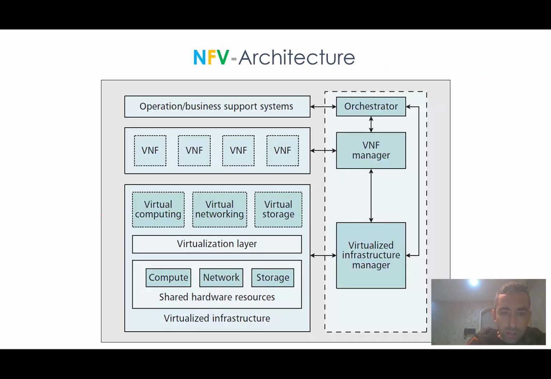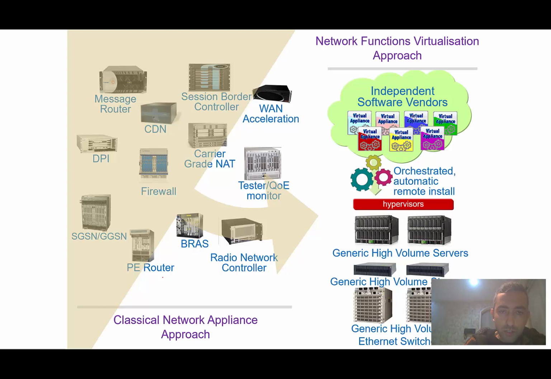This is another high-level architecture that you can see here. These resources can be shared through virtualization, and the resources will be shared through the different and various virtualized network functions. So you can see that many applications like message routers, content delivery network, deep packet inspection, firewall, SGSN, GGSN, edge routers, BRAS, radio network controller, tester, QoE, carrier WAN acceleration, session border controllers can go to the area of network function virtualization, and that will bring many benefits for us: independent software vendors, orchestrated automatic remote install, generic high volume services, and many other benefits.